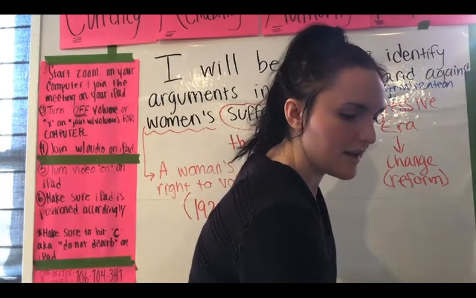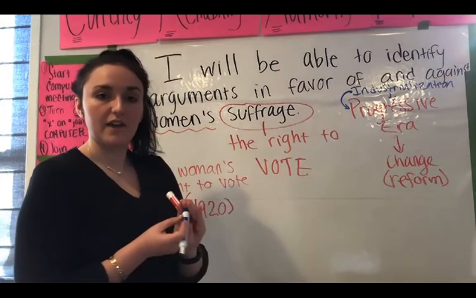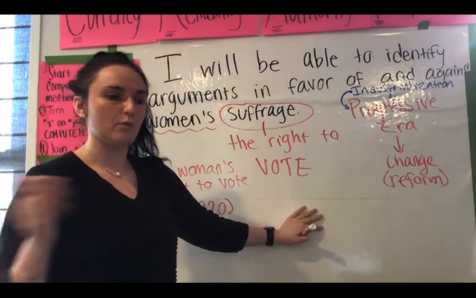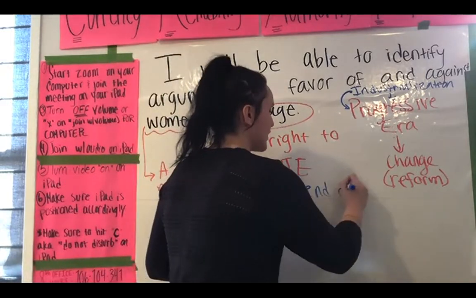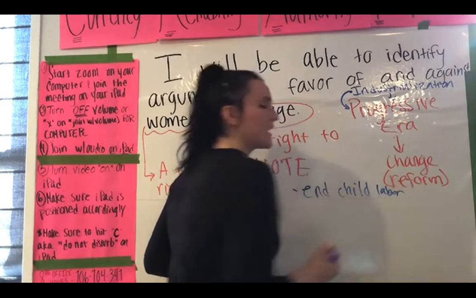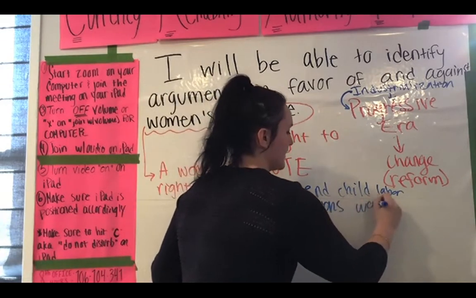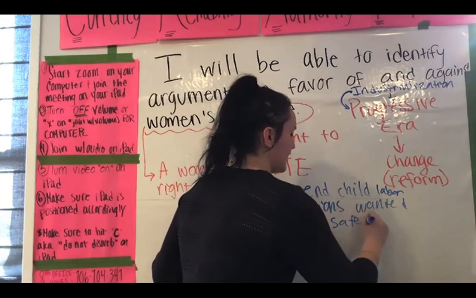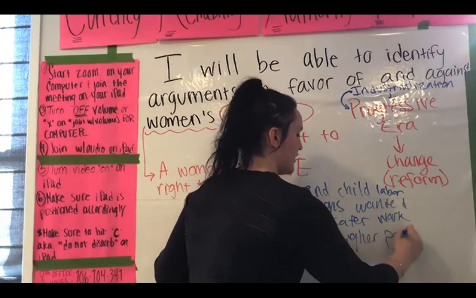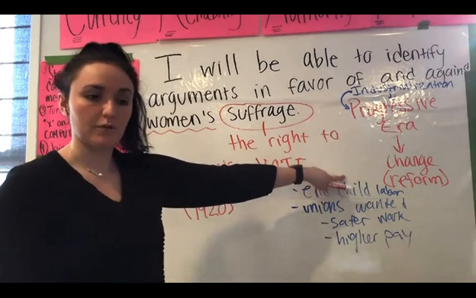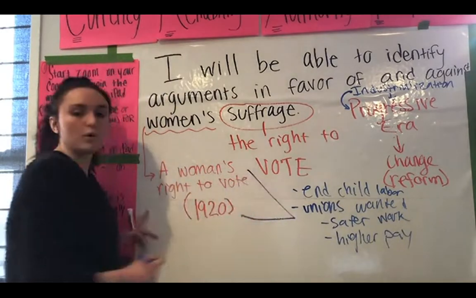Now in your RTL, it asked you to think about the different changes that people fought for during the Progressive era. So you might want to think back to our muckrakers while you were brainstorming those changes. You might have said people fought to end child labor. If you're thinking back to Friday's lesson on labor unions, you might think unions wanted safer working conditions, safer work. They wanted higher pay. There were lots of changes that people fought for during the Progressive era. Alongside these changes was women's suffrage, a woman's right to vote.